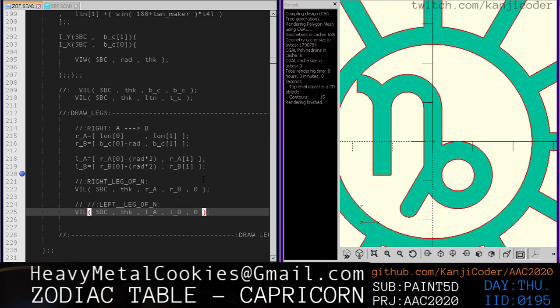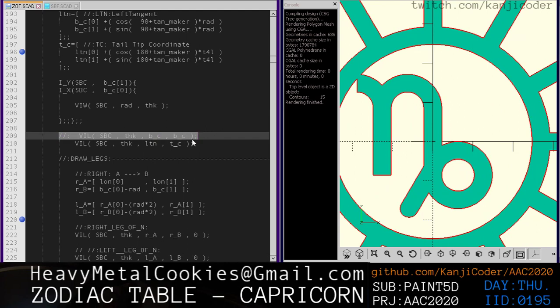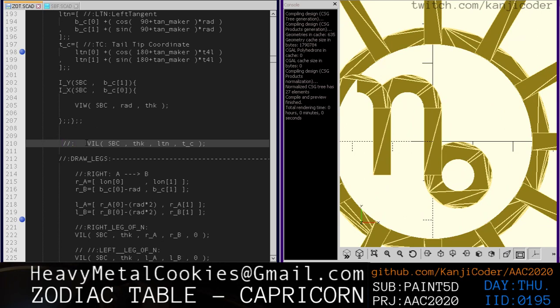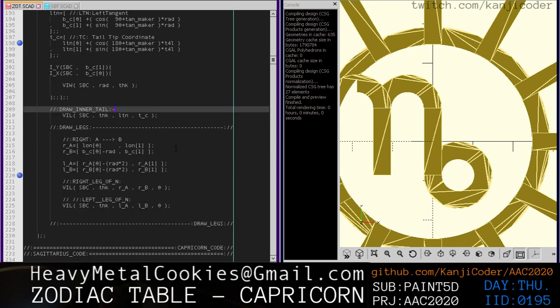So first of all, we have to figure out where that's coming from. So I believe that is this thing up here, right? So if we do this and, yeah, so that's the tail thingy, right? So we'll just say in here, we're gonna say draw inner tail. Inner tail, yeah, sure. We'll call it that. I don't know what else to call it.